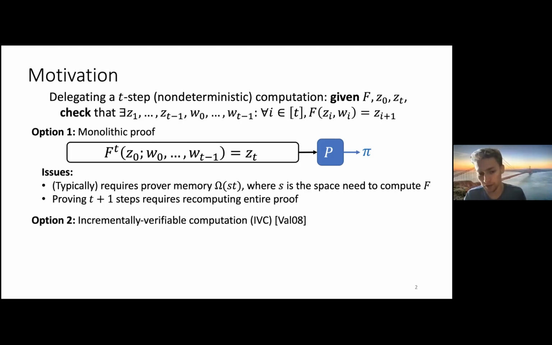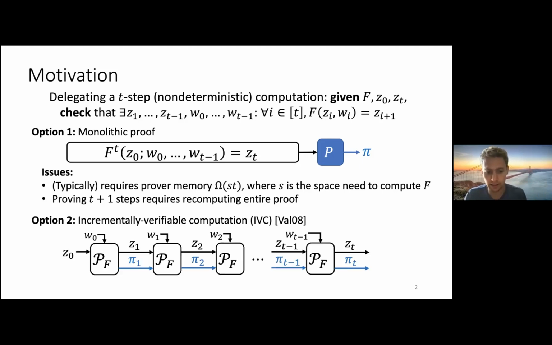Option 2 is something called incrementally verifiable computation. This was proposed way back in 2008 by Valiant. Here the idea is that instead of having one monolithic prover, I'll have a prover that takes as input the computation, does one step of the computation, and outputs a proof. Then the next prover, after one step of computation, takes as input z1 and the old proof, and updates this proof to create a new proof, pi2, and continues on doing that.